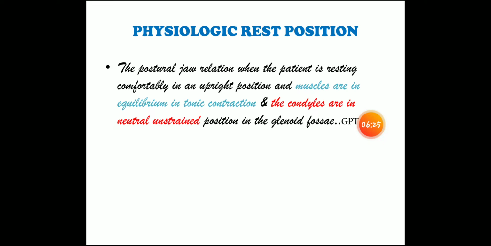This is only taken care of by the muscles, whereas in centric relation, the muscles have nothing to do with it. Even though the muscle is guiding centric relation, the muscle need not be in an unstrained position. But here all the muscles are in an unstrained tonic contraction or equilibrium position, and the condyles are in the unstrained position. So this physiological rest position is dictated by the muscle rest potential.